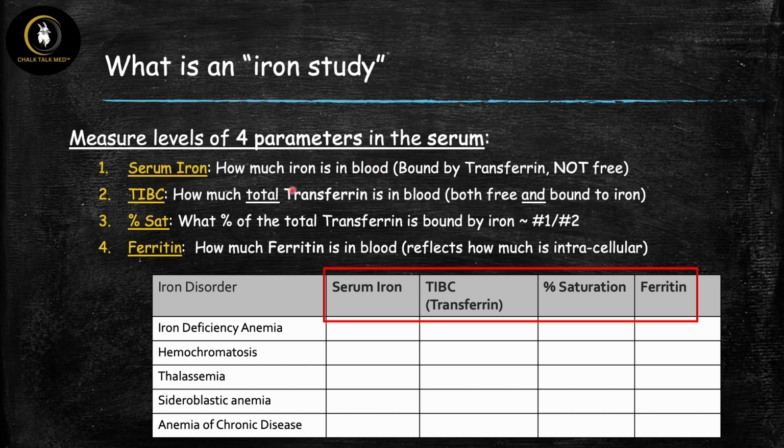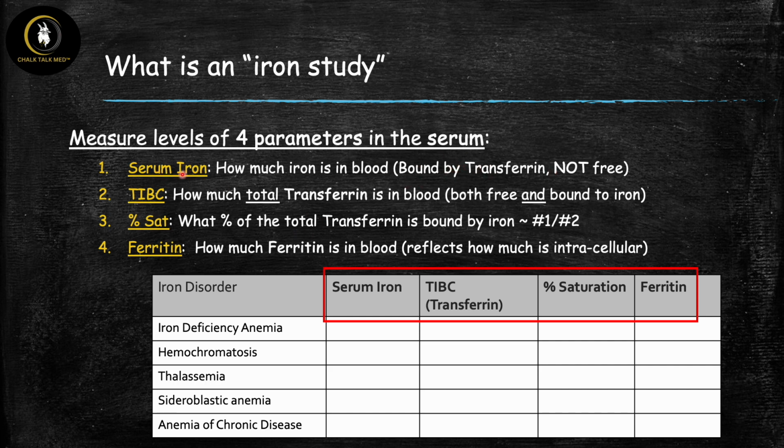First one is the serum iron. So how much iron is present in the blood? Now, confusing thing. Everyone always thinks that this is free iron just floating around in the blood. That's not true. This serum iron is literally measuring how much iron is in the blood bound by transferrin. Remember, iron in the blood is never free. If it was free, it could cause the Fenton reaction. It could cause damage. So iron in the blood is bound by transferrin.